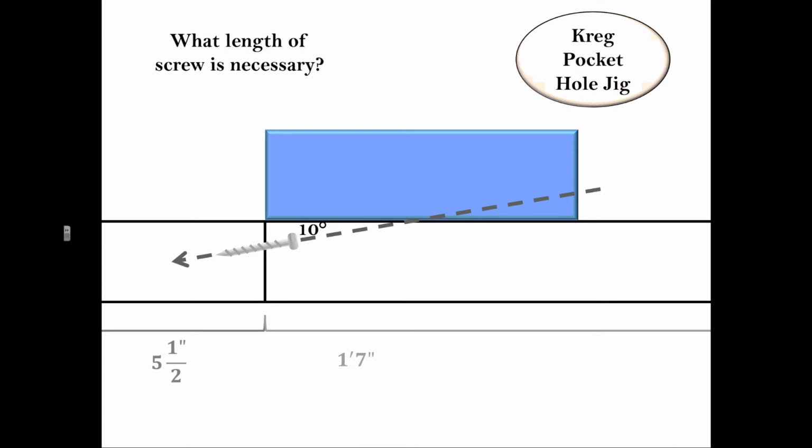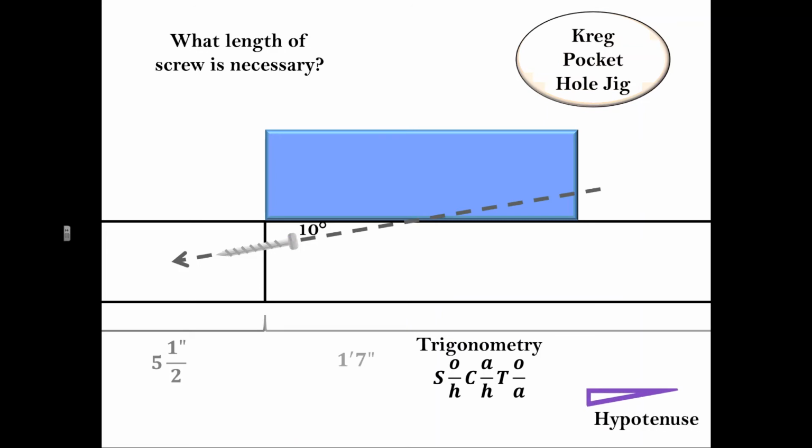Now, what length do we need for the screw? That we can use trigonometry for. Specifically, SOHCAHTOA. That screw makes a nice right angle, with the screw being our hypotenuse. How much wood is anchored by the screw is then the adjacent side. This means we're using cosine.